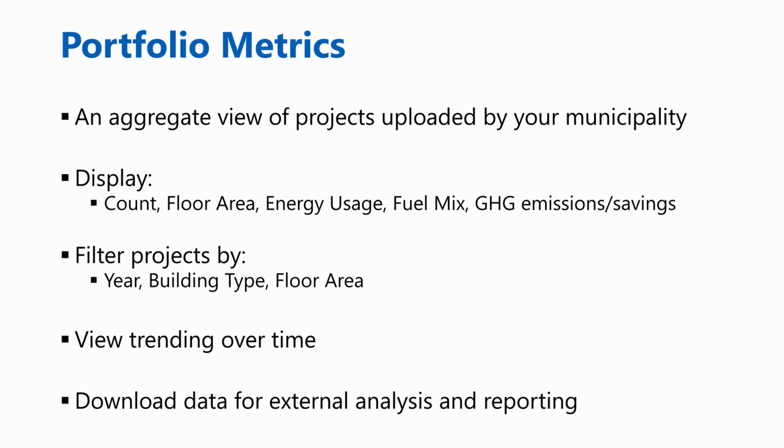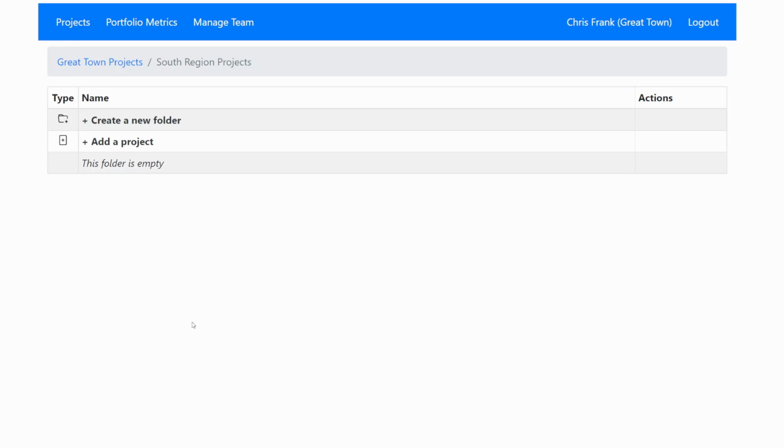Next, we'll take a look at the Portfolio Metrics section of Compass. This page provides an aggregate view of projects uploaded by your municipality. You can display the number of projects, the floor area, the energy usage, the total breakdown between electricity and natural gas, as well as GHG emissions and savings. You can filter the projects included in the view by the year, the building type, and the floor area of the building. You can view trending over time and also download the data for external analysis and reporting. The Portfolio Metrics interface is accessible through the link at the top of the page.